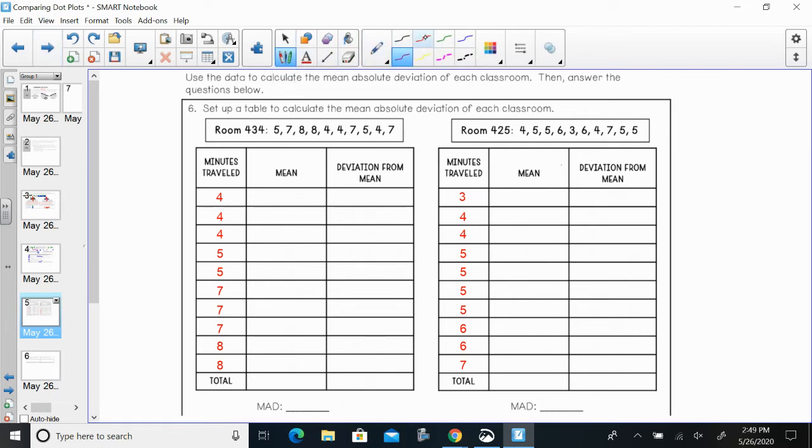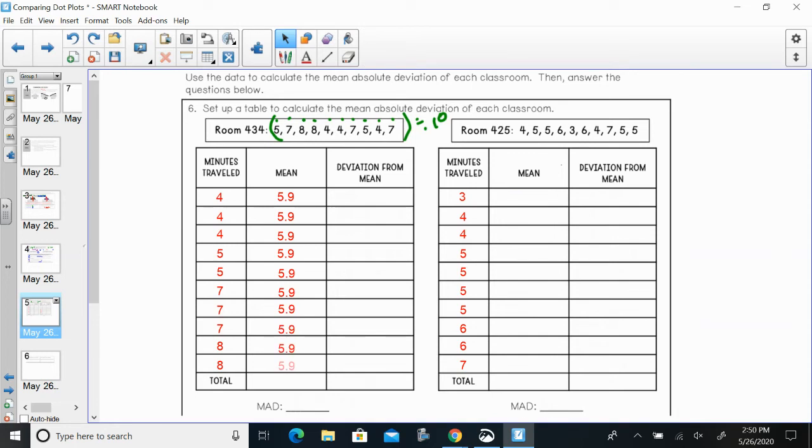Remember, when you find the mean, you add up all the numbers and divide by how many there are. So in this case, I did 5 plus 7 plus 8 plus 8 plus 4 plus 4 plus 7 plus 5 plus 4 plus 7 in my calculator. And then I divided all of that by 10. So I added it up and I divided by 10 because there are 10 pieces of data. Okay, make sure you have all of that down, as that's how you find the mean. When I did that, I got 5.9. So each of these all the way down would be 5.9.